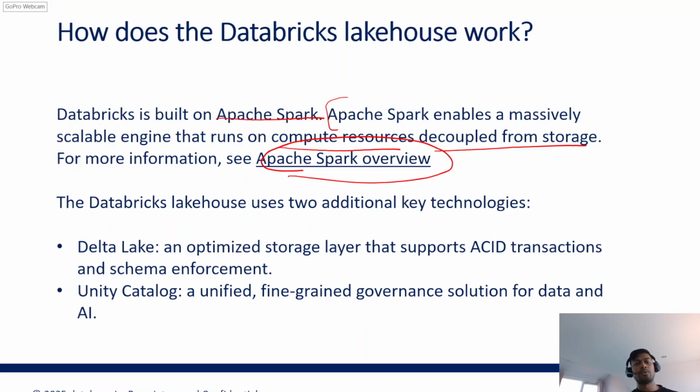So the Databricks Lakehouse uses two additional technologies. One, Delta Lake, and two, Unity Catalog. And these two components are literally a game changer for Databricks. The reason I say that: if you look at Delta Lake, it's an optimized storage layer that supports ACID transactions and schema enforcement.